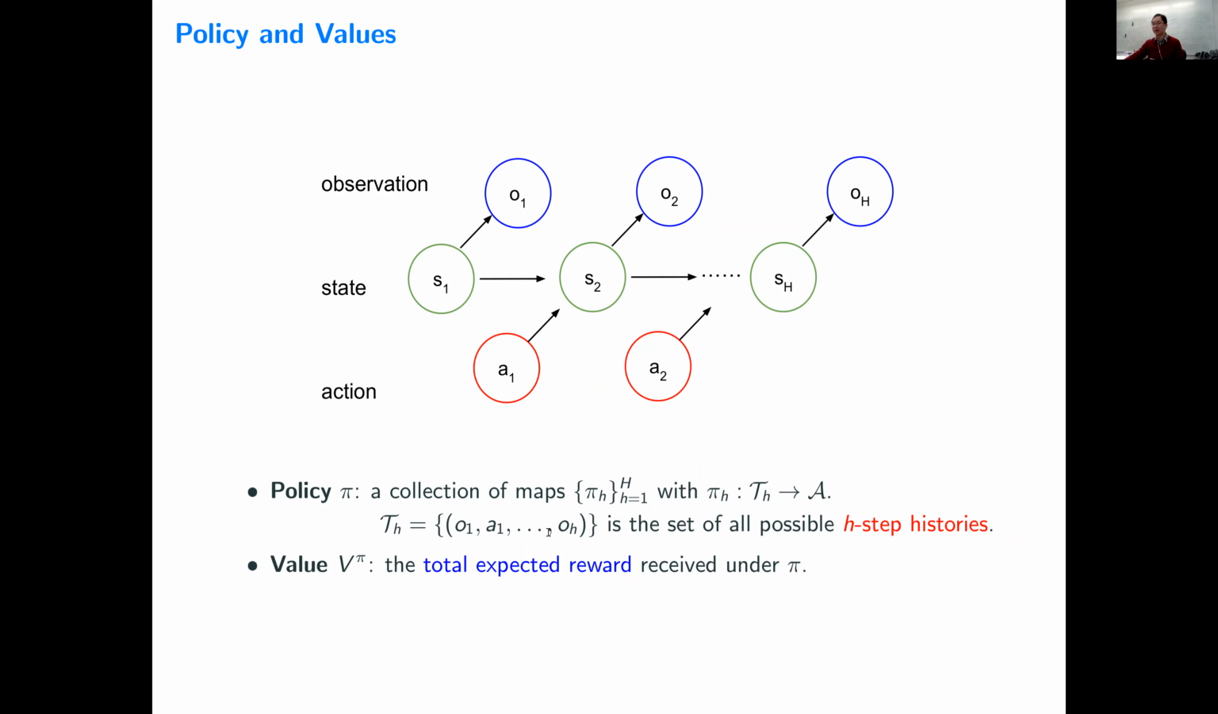And then we will define the value. Because this policy is more complicated, it no longer just depends on the current state, it depends on the entire history. So we will no longer define some intermediate value of the intermediate states. It's just not defined. So we'll just define the value always starting from the initial states. This is the total expected reward received under some policy pi, starting from the very beginning. So value only has one argument, that is the policy. For each policy, we have a value.